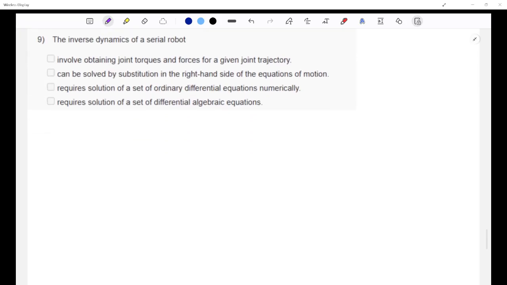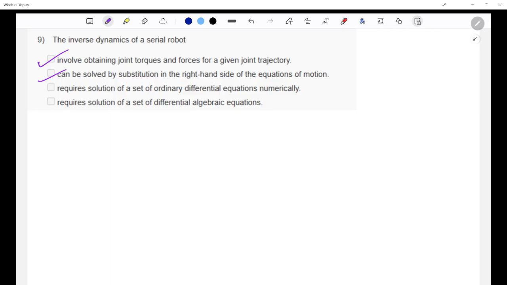The inverse dynamics of a serial robot involves obtaining joint torques and forces for a given joint trajectory. This is correct, right? Inverse dynamics is being discussed. So we obtain the joint torques and forces from the trajectory. The second option is, can be solved by substitution in the right hand side of the equation of motion. Yes, it is correct.